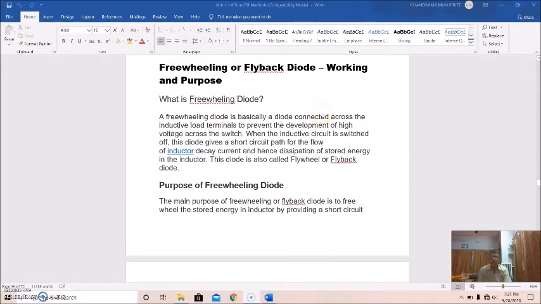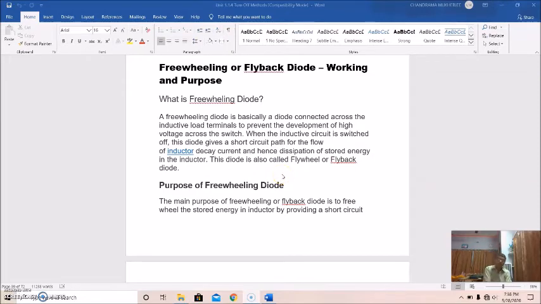Now we talk about the freewheeling or flyback diode and how it works. What is meant by a freewheeling diode or flyback diode? A freewheeling diode is a diode connected across inductive load terminals to prevent the development of high voltage across the switch. When the inductive circuit is switched off, this diode gives a short circuit path for the flow of inductor decay current, and hence dissipation of stored energy in the inductor.